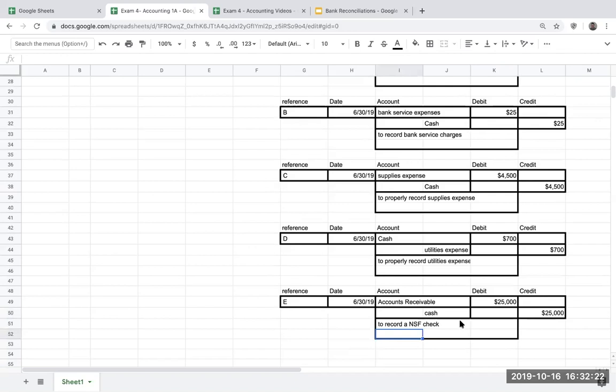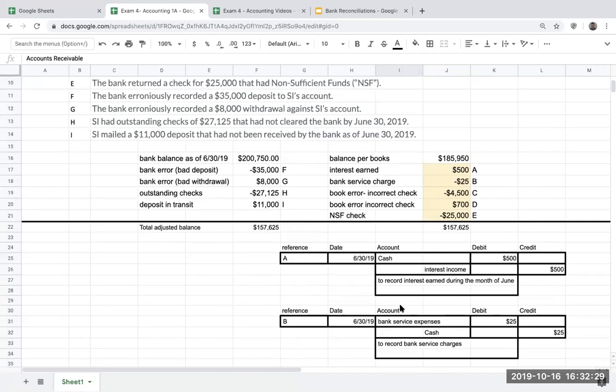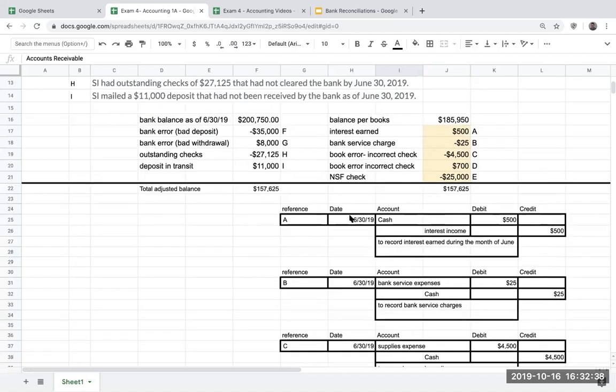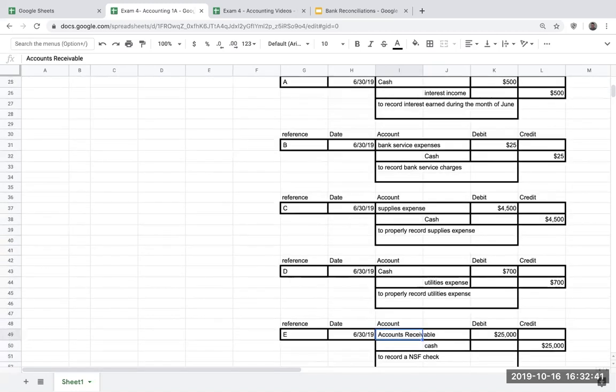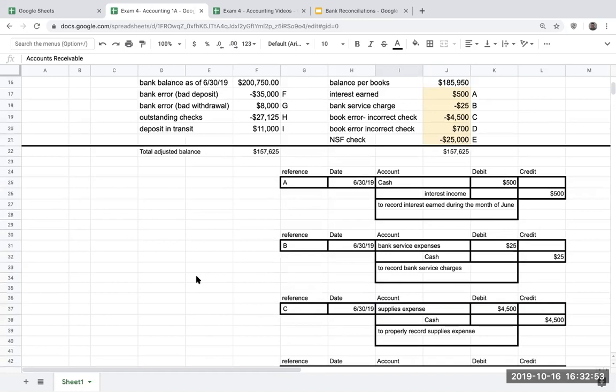What's really important to remember here is that if it's an NSF check, it means a client gave me money for an amount that they owed me. So what I would have done is debited cash and credited accounts receivable. However, here, because the check bounced, I have to credit cash and then debit accounts receivable, because that client still owes me the money. Okay. Does that make sense? Yes. Okay. So this is like a bank rec question.